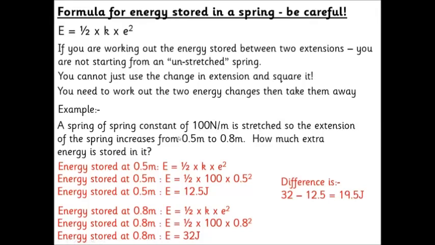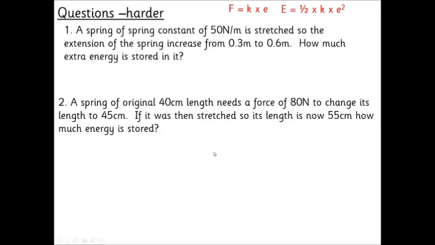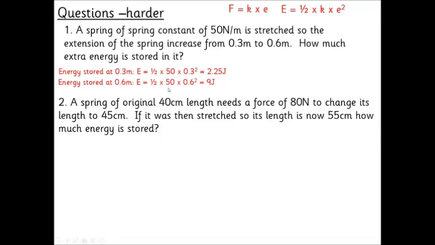Okay, so that's when the questions get a little bit harder. They might test you to make sure your maths is up to this, and that you appreciate you can't just use the difference between the two extensions. So let's finish on a couple of harder questions. A spring of spring constant 50 newtons per meter is stretched so the extension of the spring increases from 0.3 to 0.6. How much extra energy is stored in it? So here we go. The energy stored at 0.3, half the spring constant times 0.3 squared, is that. Then let's do 0.6: half the spring constant times that extension, 0.6 squared, is 9. Then we do 9 minus 2.25 to give us an answer of 6.75 joules.